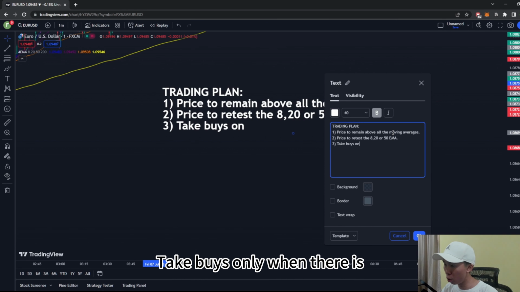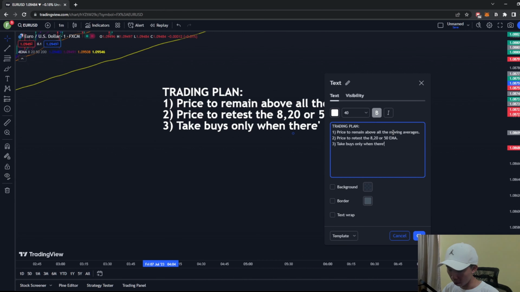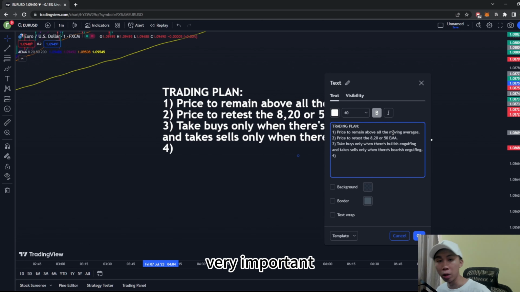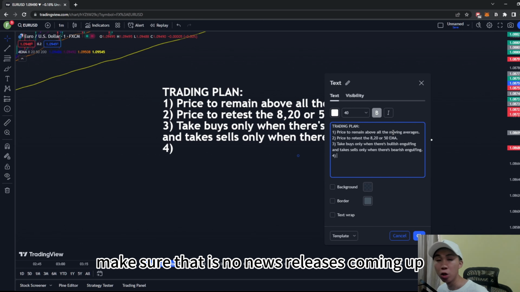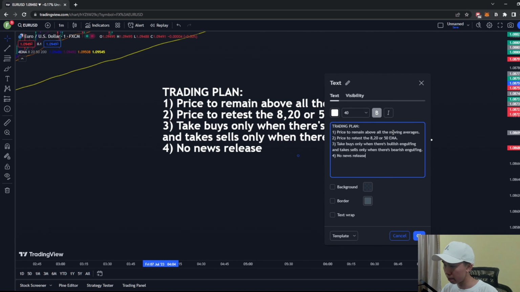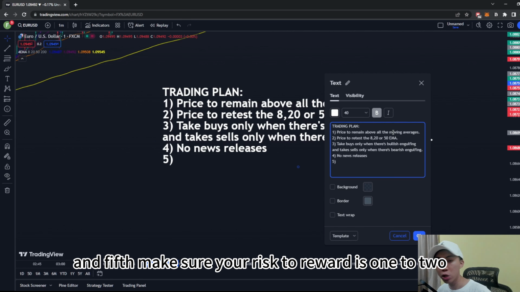Take buys only when there is bullish engulfing, and take sells only when there is bearish engulfing. Next, very important, make sure there is no news releases coming up after you have taken the trade. No news releases. And fifth, make sure your risk to reward is 1 to 2.